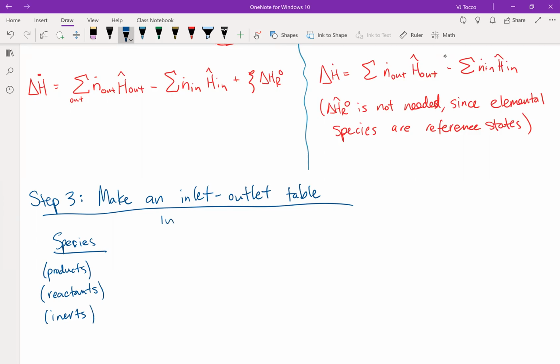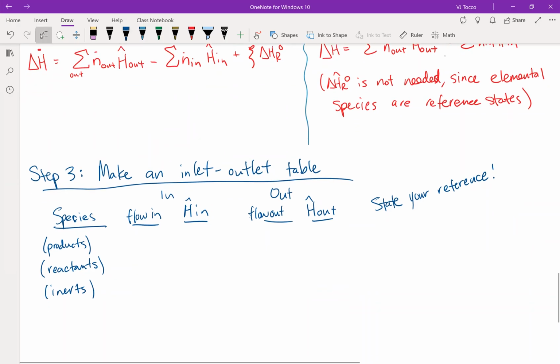You should have an in section where you have moles per second, or flow rate in, and H hat in. And you should also have an outlet section, flow out, H hat out. And your table should also state what the reference is. So this is, again, just to keep yourself organized, state your reference. And organization becomes so important with these problems because there's so much going on. The flow rates I would fill in. My H hats I would also fill in, so H1, H2, H3, and so on and so forth.